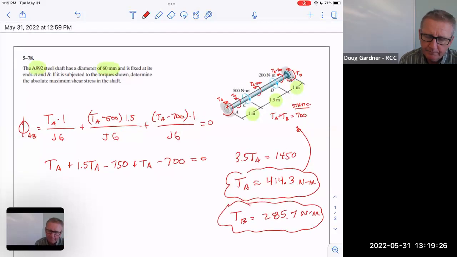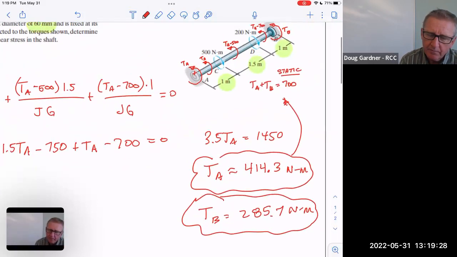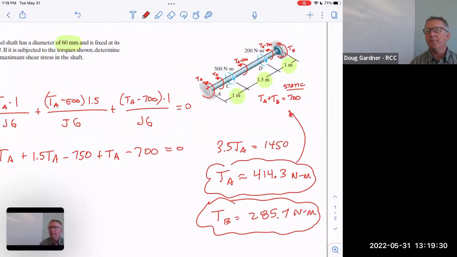Now, does that make sense? Stare at the picture. I always like to ask that question. Does it make sense that A is working harder than B? It does, because it's got 500 next to it, right? 500's torquing pretty hard over there by A, whereas it's only 200 over there by B. So yeah, of course A is working harder. That's kind of cool. Makes sense. Doesn't mean I'm right, but at least it makes sense.